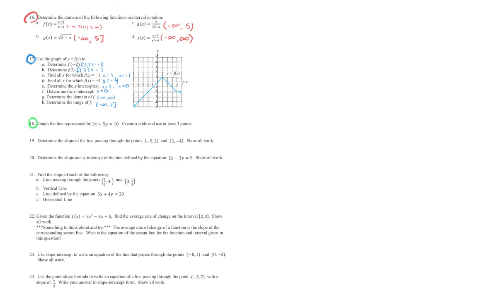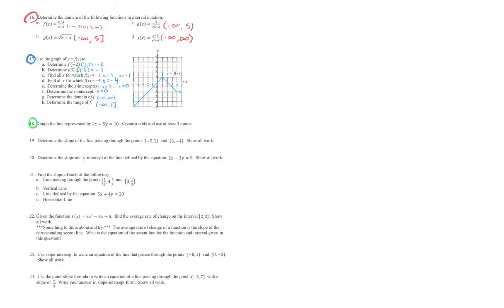We're going to graph the line represented by 2x plus 5y equals 10. So we're going to create a table and use at least 3 points. So let's first start out with finding our slope. So let's reorganize this equation and get it to where y is by itself. So we have 2x plus 5y equals 10. We're going to want to move over this 2x onto the other side. So we'll have 5y equals 10 minus 2x. Then we're going to divide by this 5 to get y by itself.